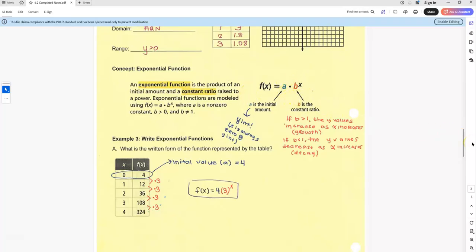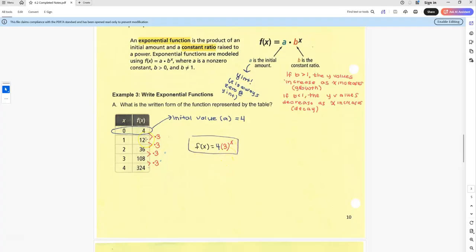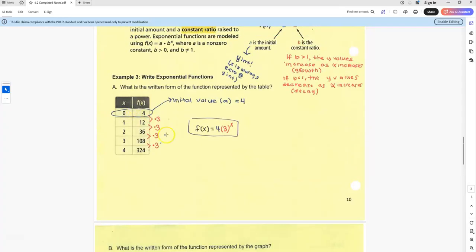A is your y-intercept. You can always find your y-intercept where x is 0 because it's crossing that y-axis. And then b is the constant ratio. B is what you're multiplying by. Okay, it's always what you're multiplying by. So we have our example right here. We were given a table, and you'll see in all the problems, I like to make tables. I think tables is the easiest way to see what your ratio is.